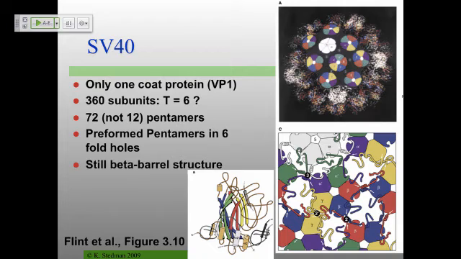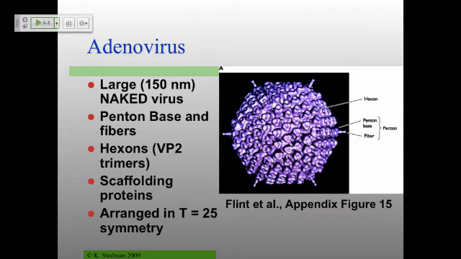So a certain number of allowed T numbers, which may be getting back to your question about whether they're ones or not. So let's take a look at another example here. This is Adenovirus, a large, naked virus, no envelope on the outside, has different proteins that are present at the 5-fold axes of symmetry.